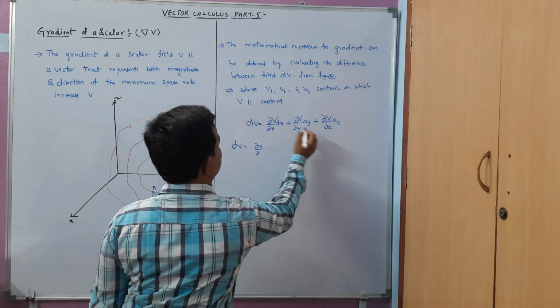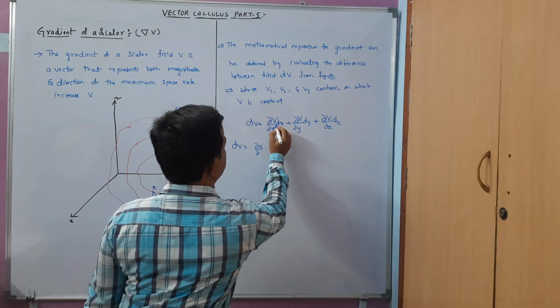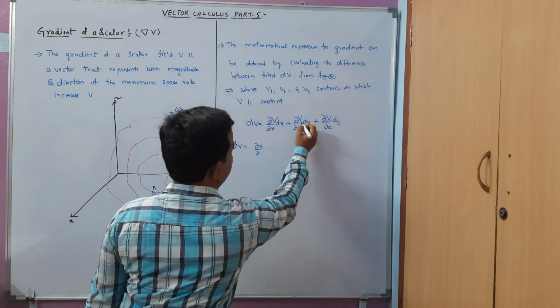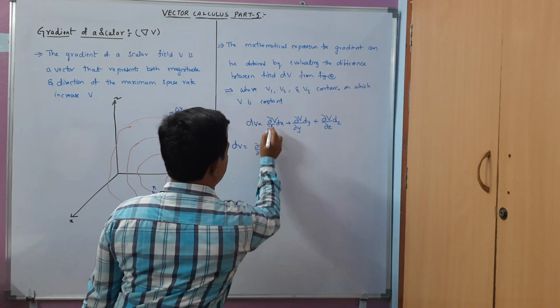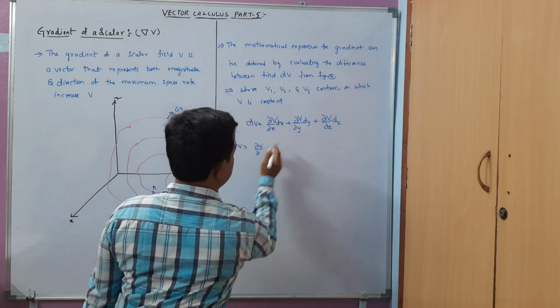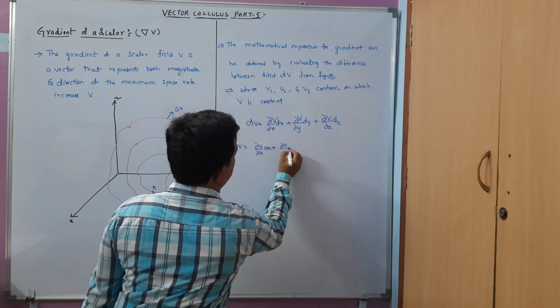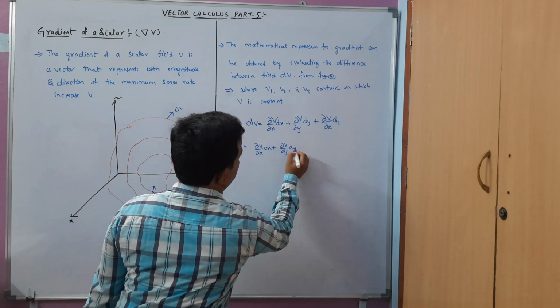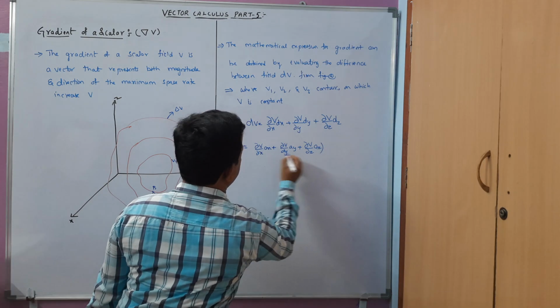Sorry, here we are having dx, not dx, dz, okay. Not ∂V/∂x into dx, ∂V/∂y into dy, ∂V/∂z into dz, and I am going to convert this equation to this: ∂V/∂x into Ax plus ∂V/∂y into Ay plus ∂V/∂z into Az, in dot.